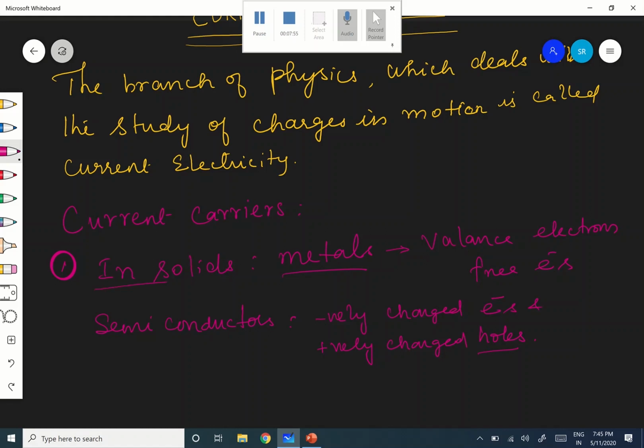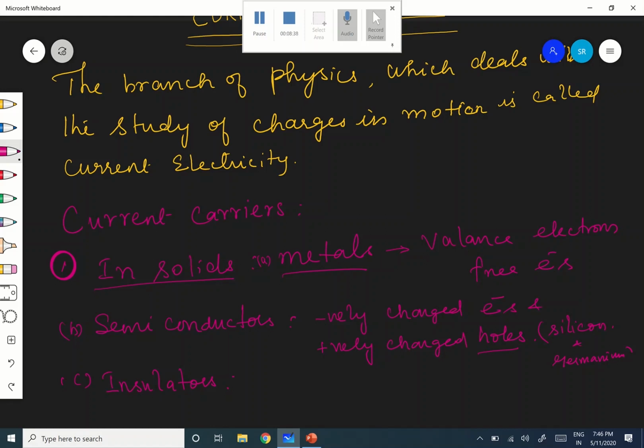Everything we are dealing with is in solids. First one is A, metal, B, semiconductor, and C is insulators. Semiconductor examples: the very common ones are silicon and germanium. Then insulators, for example glass, ebonite, rubber, whatever you name.